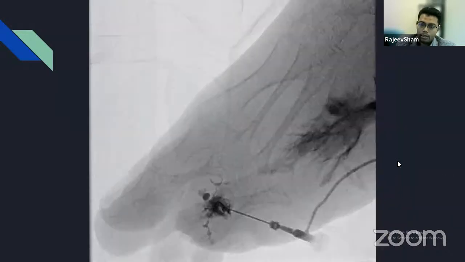Another example, this patient got hemangioma at the foot region. So we use ultrasound and we puncture the hemangioma, and then we administer drug, bleomycin, to thrombose the hemangioma.